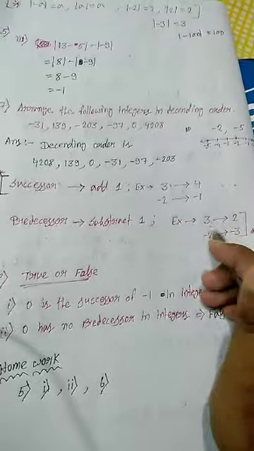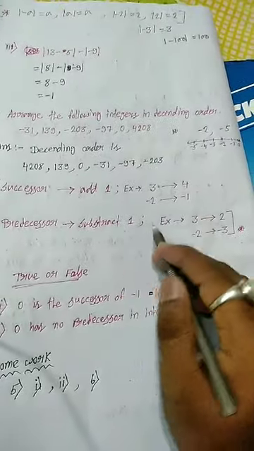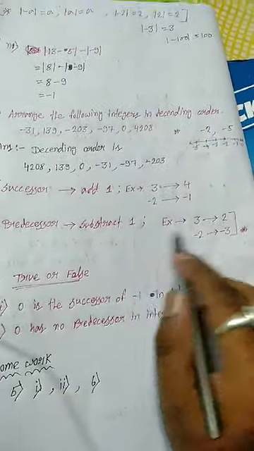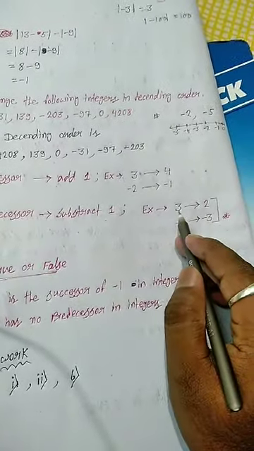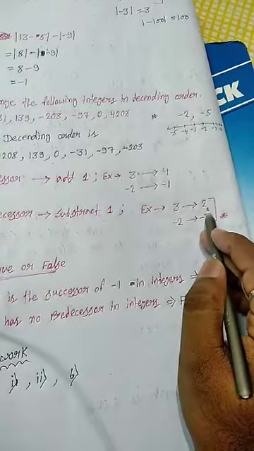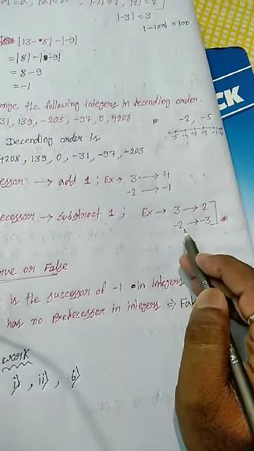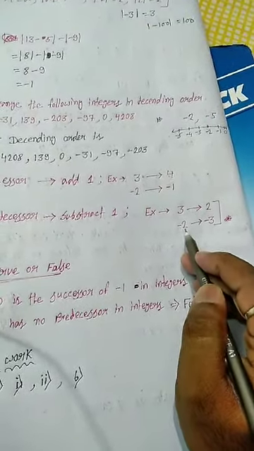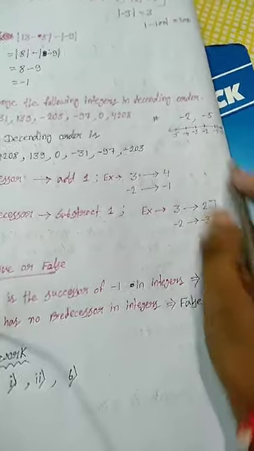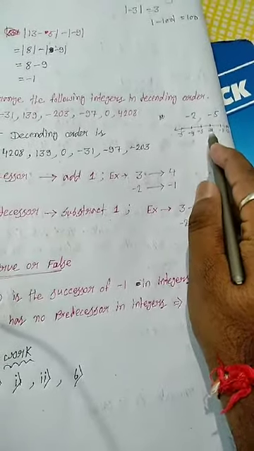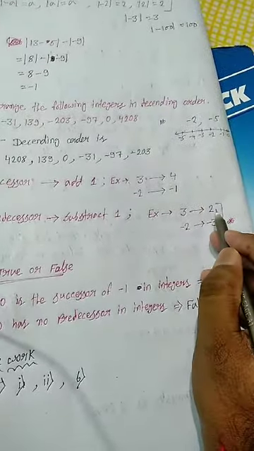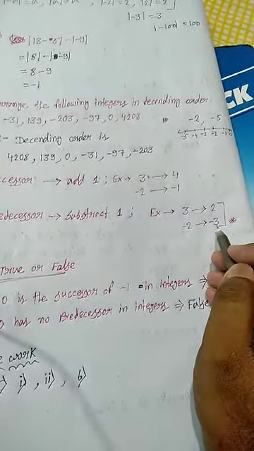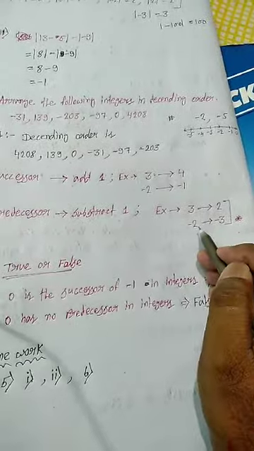And what do you mean by predecessor? Predecessor means subtract 1. That means if you subtract 1 from 3, you will get 2, and if you subtract 1 from minus 2, you will get minus 3. Look here, if you subtract 1 from minus 2, you will get minus 3. Clear? That means 2 is the predecessor of 3 and minus 3 is the predecessor of minus 2.